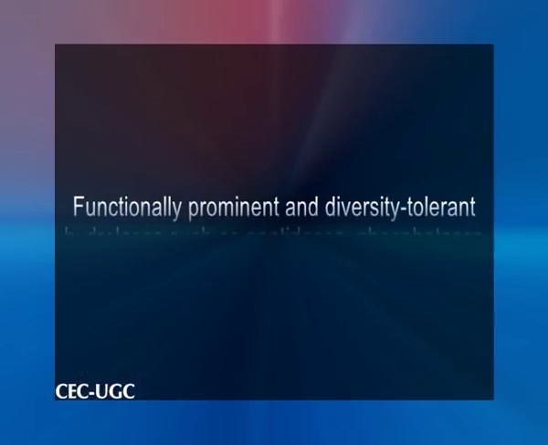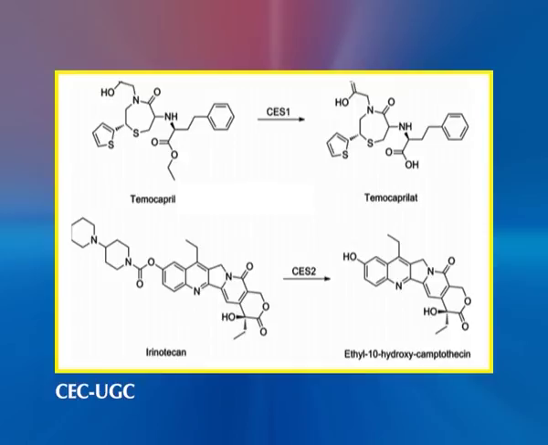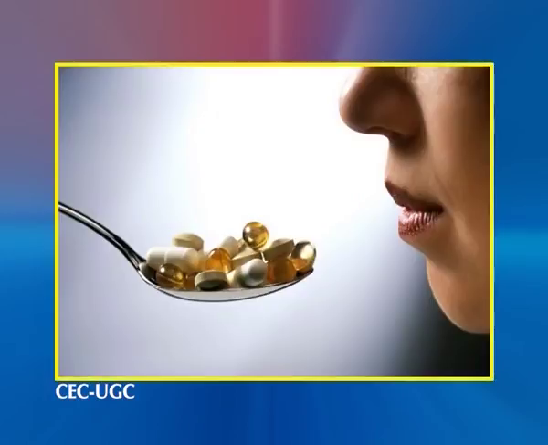The most common approaches for prodrug design are aimed at prodrugs undergoing metabolic bioconversion to the active parent drug by functionally prominent and diversity-tolerant hydrolases such as peptidases, phosphatases, and in particular carboxyl esterases. Because they are ubiquitously distributed, the potential for carboxyl esterases to become saturated or potential for their substrates to become involved in drug-drug interactions is generally considered to be negligible, although not impossible.